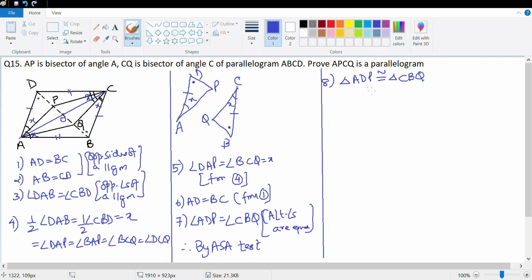What it means is DP is equal to BQ. What I already know is OB is equal to OD. Why? Diagonals of a parallelogram bisect, which means OB and OD are equal.